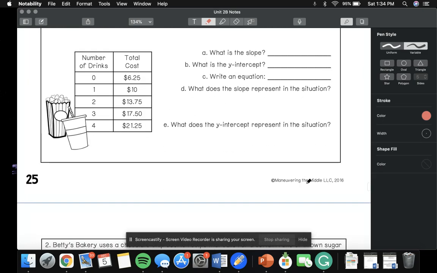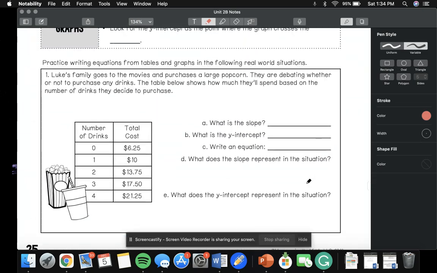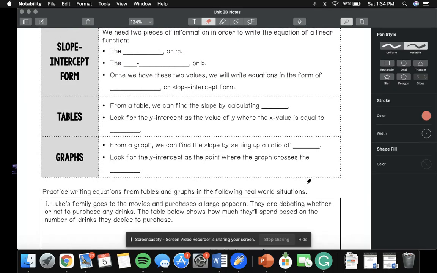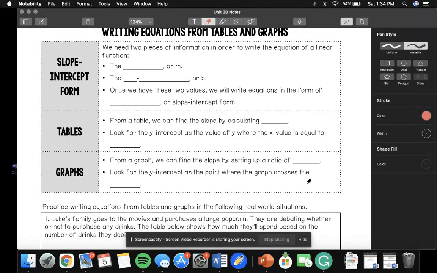Hey all, today we are on pages 25 and 26. We are going to be writing equations from tables and graphs that have context and word problems to it. So go ahead and get out your notes and we will start here on page 25.